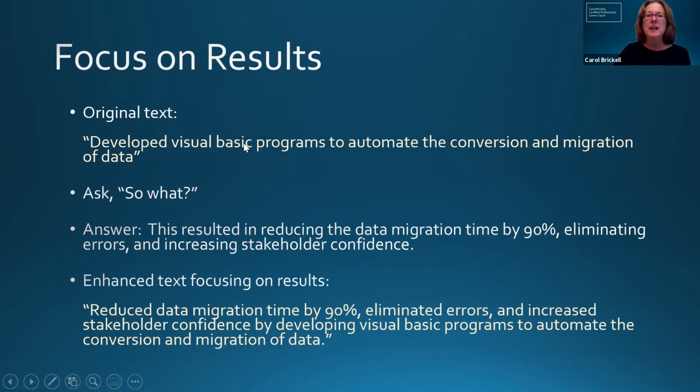So what he did was he updated his bullet to really focus on the result and started the bullet with that verb: he reduced the data migration time, eliminated errors, and increased the stakeholder confidence by developing that Visual Basic program. So that's an example of how you can go through your resume, look at each bullet, and if you can answer the question, so what, and get a result, you may want to reword or reorder the way you've worded your bullet point.